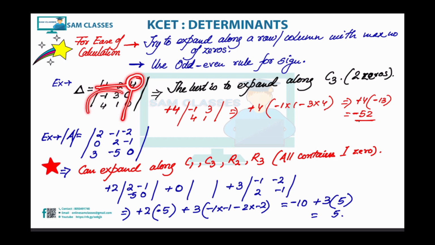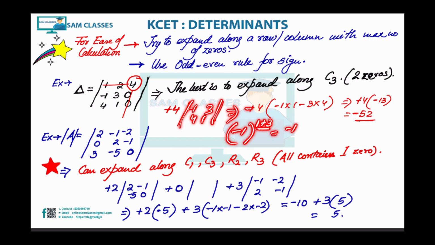So leave that row, leave that column, what is there? Minus 1, 3, 4 and 1. Solve it. Minus 1, 3, 4 and 1. Now for 4, what is minus 1 power i plus j? So it is first row and which column? Third column. So 1 plus 3 is how much, student? 4. So minus 1 power 4, that is what? Positive. Correct. So positive here.